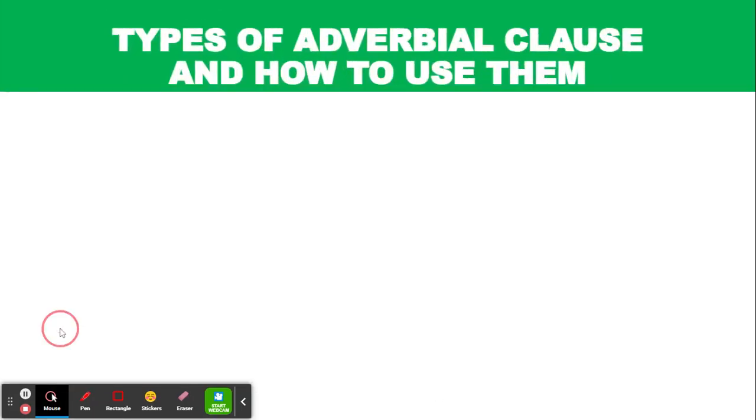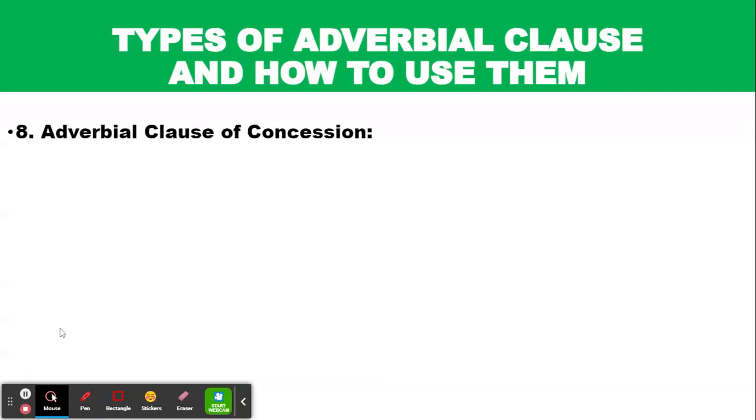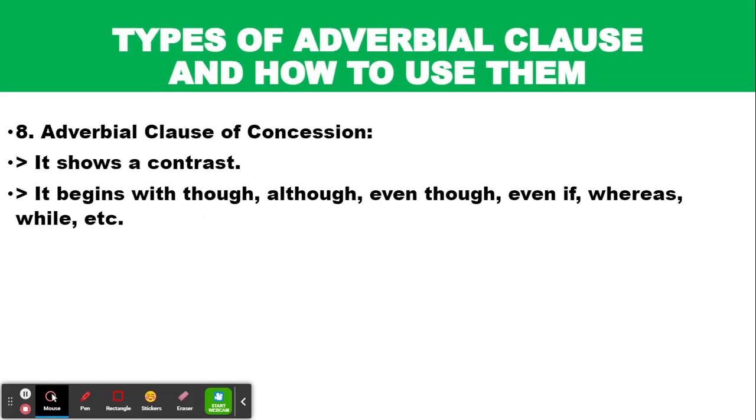Now we move on to number 8, adverbial clause of concession. It shows a contrast, when we want to look at two opposite ideas, and then we contrast these ideas. An adverbial clause of concession can help us to do that. It begins with though, although, even though, even if, whereas, while, etc.